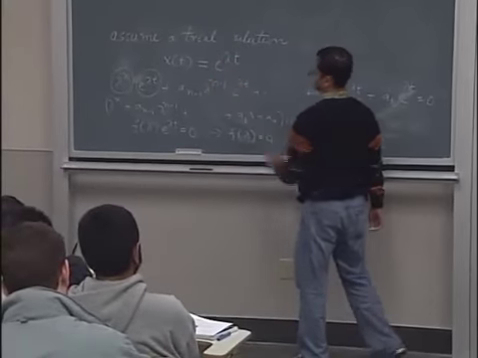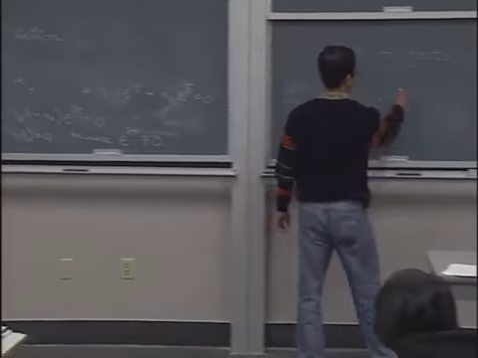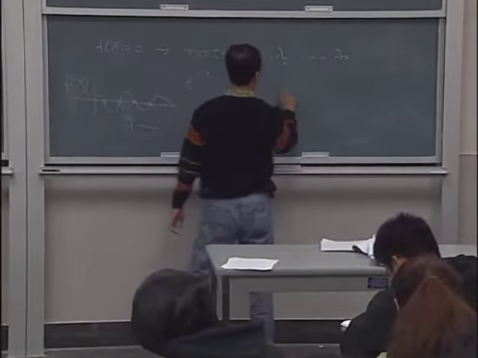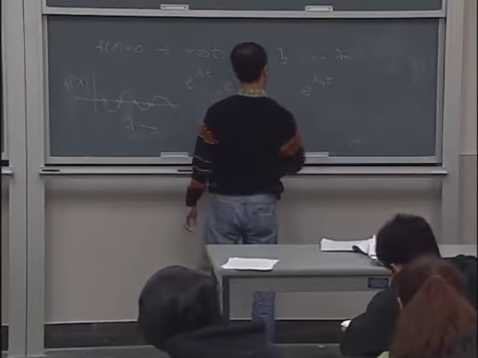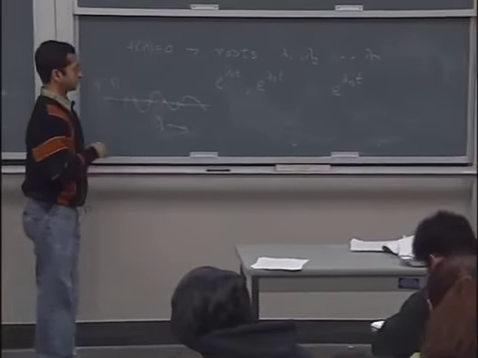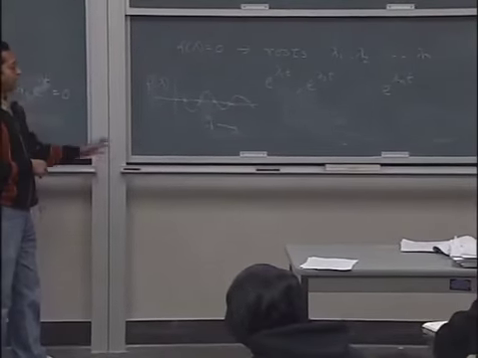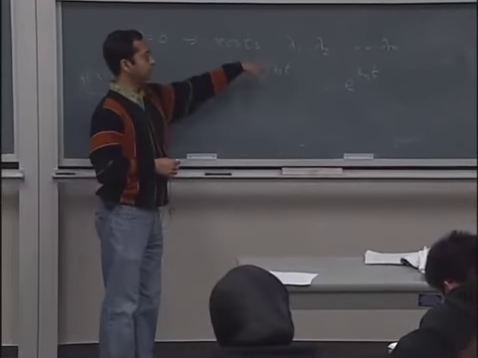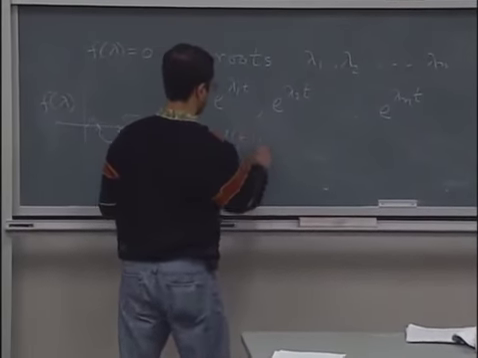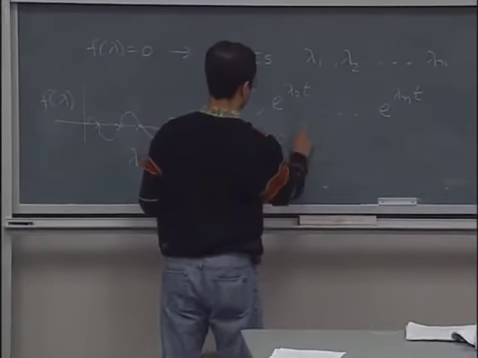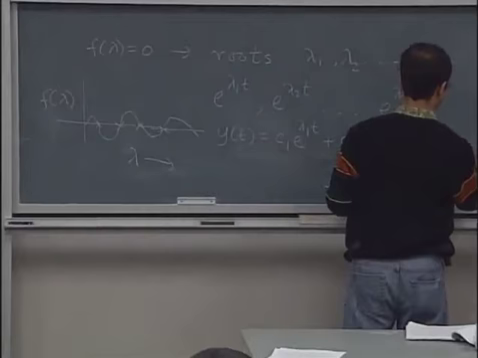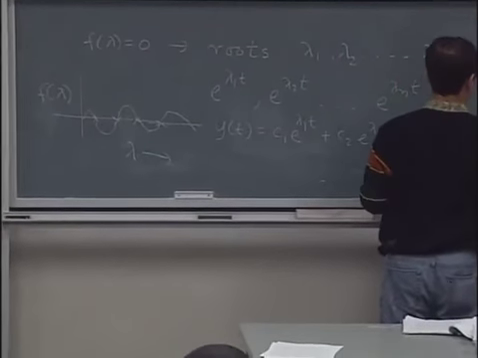We started with the exponential e to the power lambda t. So the solution I'm going to get is e to the power lambda 1 t, lambda 2 t, up to lambda n t. Now there is a principle of superposition. That means if you have a set of linearly independent solutions, the general solution y(t) of the homogeneous part you can write as C1 e to the power lambda 1 t plus C2 e to the power lambda 2 t plus up to Cn e to the power lambda n t.